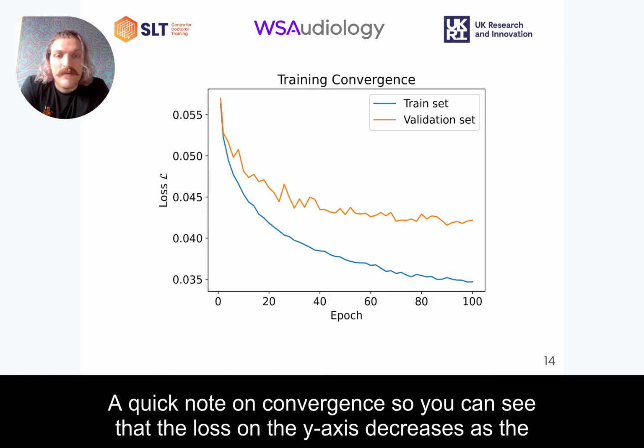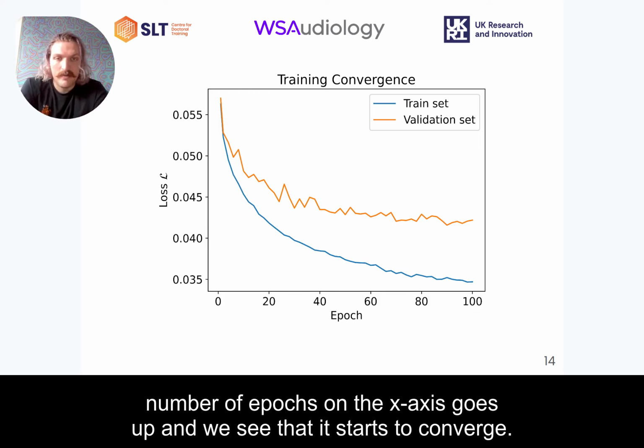A quick note on convergence. You can see that the loss on the y-axis decreases as the number of epochs on the x-axis goes up, and we see that it starts to converge.